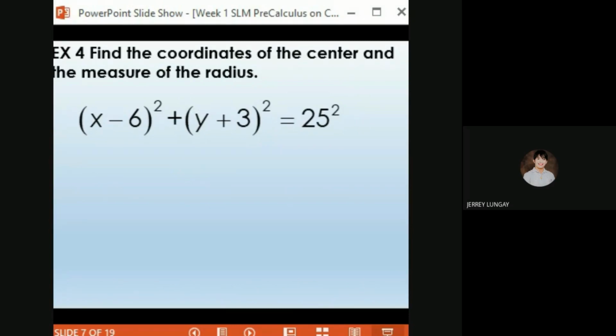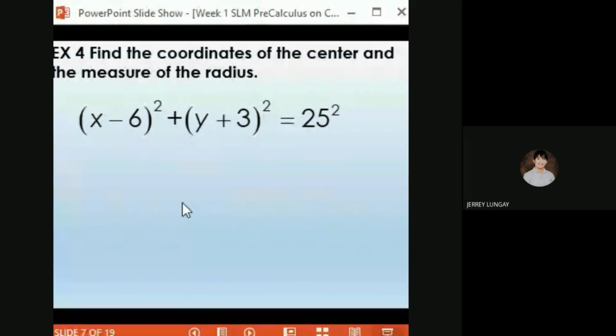Okay. So, what would be the center from example number 4? Okay, the student answered 6 and negative 3. Okay, very good. 6 and negative 3 is correct, not negative 6 and 3, because we are going to take the opposite sign. Okay, very good.